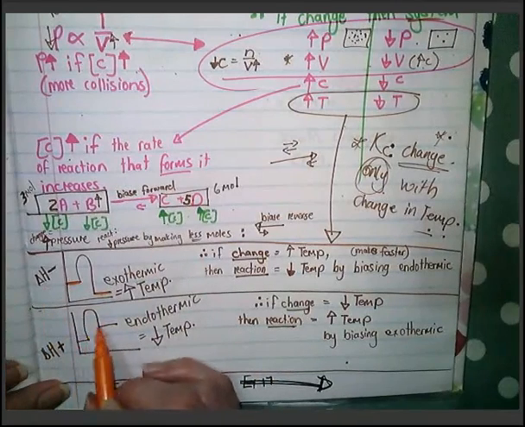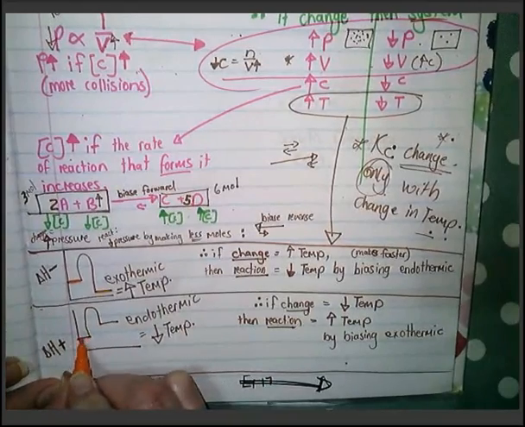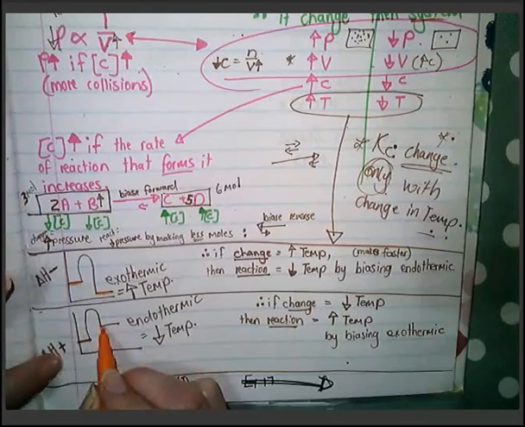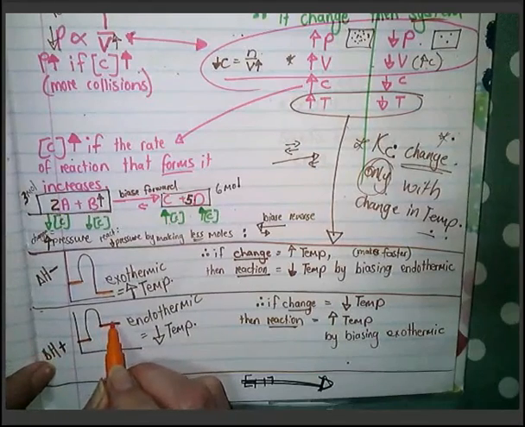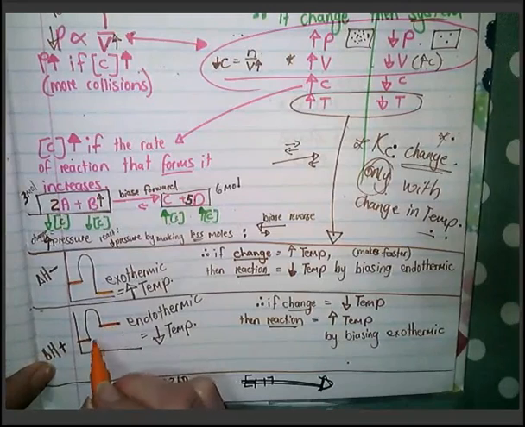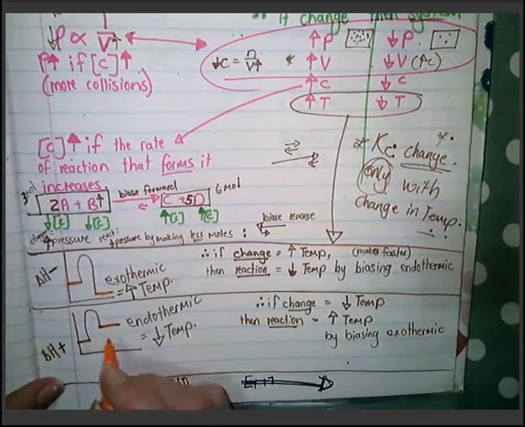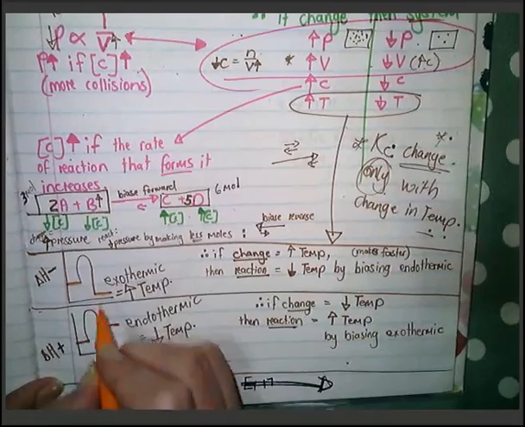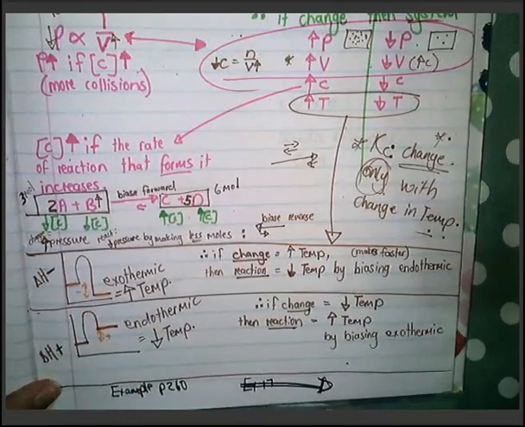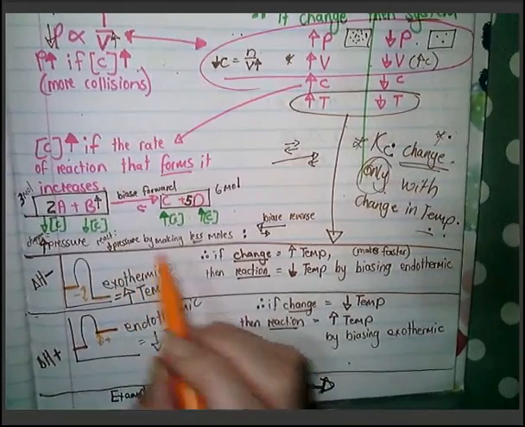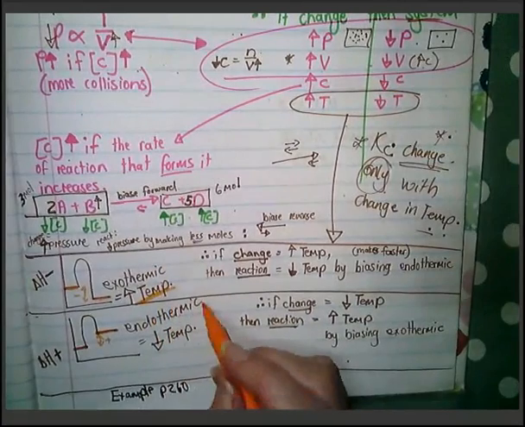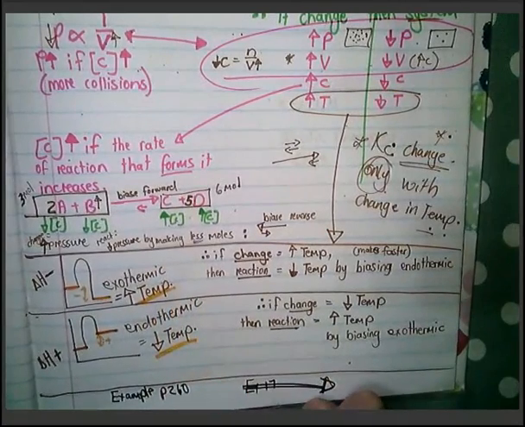Now, this is an endothermic reaction, which means this is the heat energy of the reactants. After reaction, the heat energy of the products is higher. So it absorbed heat energy. It's endothermic, and the energy of the products minus the energy of the reactants will be positive. You can see that change is positive. This change is negative. Okay, now you need to remember an exothermic reaction increases temperature, and an endothermic reaction decreases temperature.